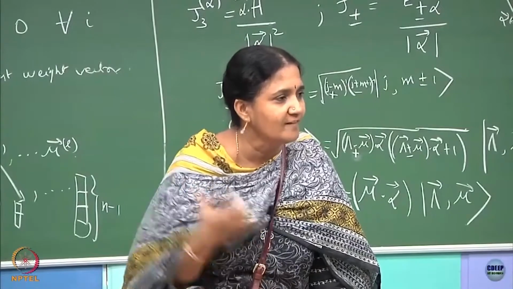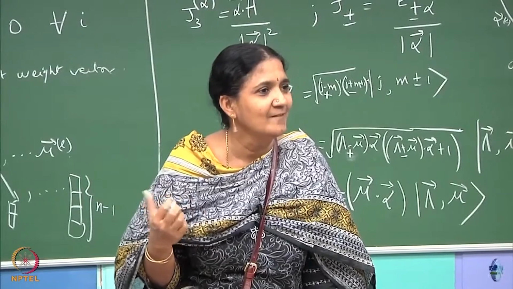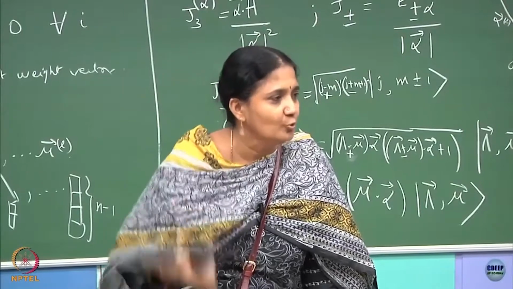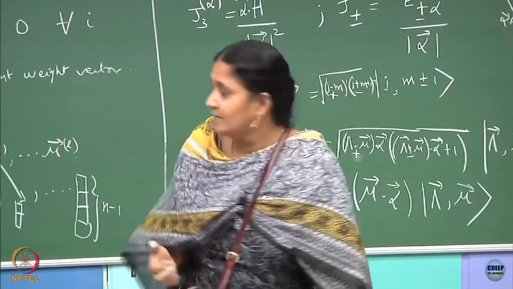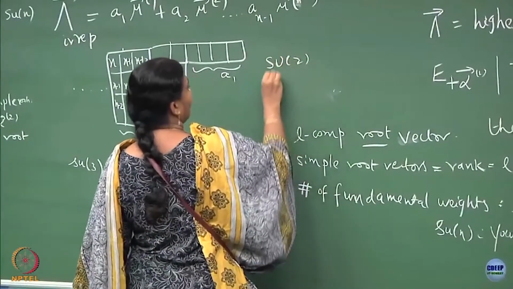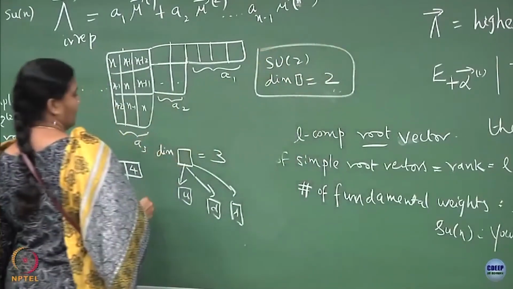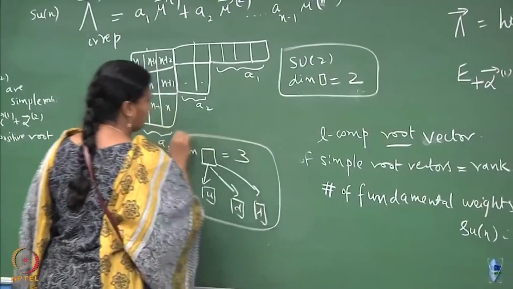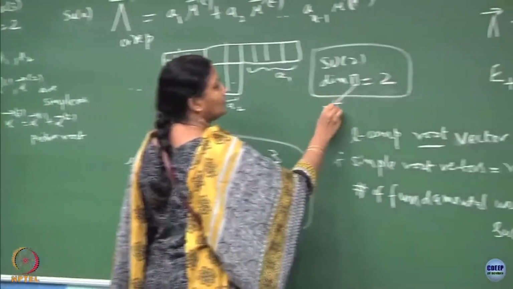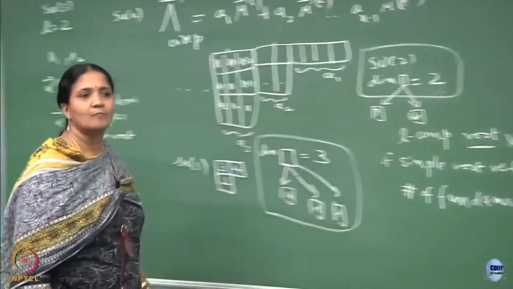For SU2, what is the dimension of that diagram? That single diagram can have an up spin or a down spin. So, it becomes 2 dimensional, right. So, the single box, if you take SU2, the dimension of this is 2. This is for 3. The reason is that you can either make this single box have an up spin or a down spin. Clear?